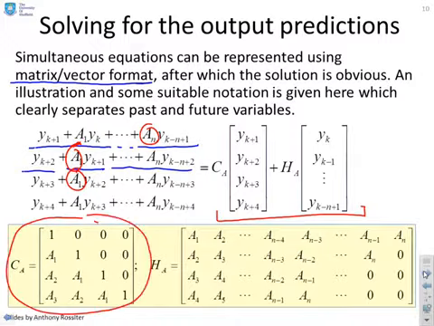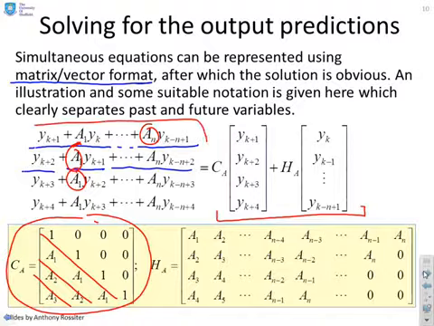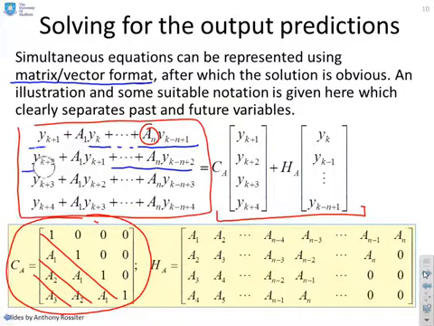The top row is just 1, the second row is a1 and 1, the third row a2, a1 and 1, and you'll notice it's got a very nice diagonal or triangular type structure. So you can write down this CA by inspection. Hopefully you can prove that very easily by yourself by just looking at these equations here and seeing what happens if I try to write them as some matrix times the future outputs.